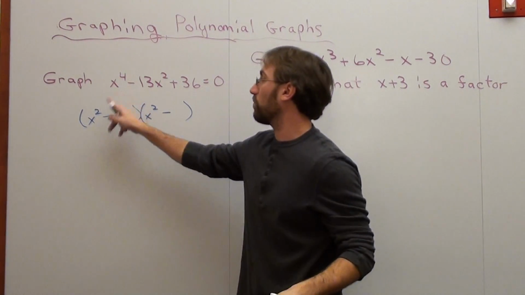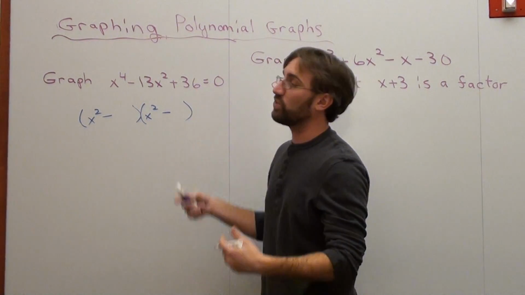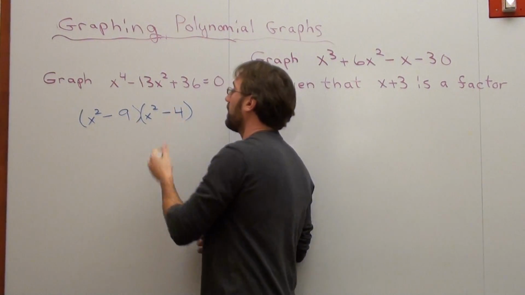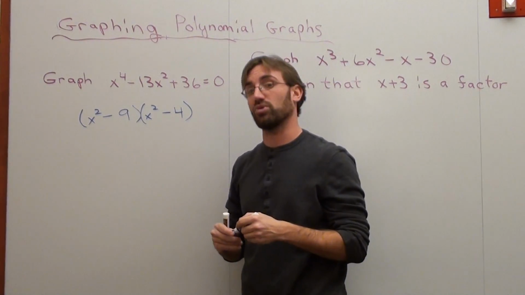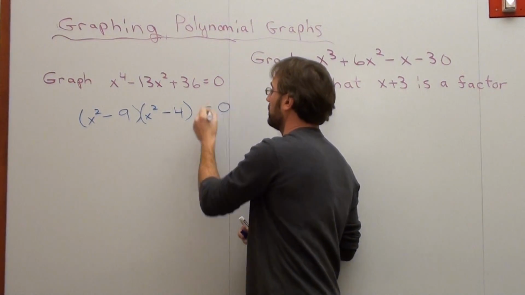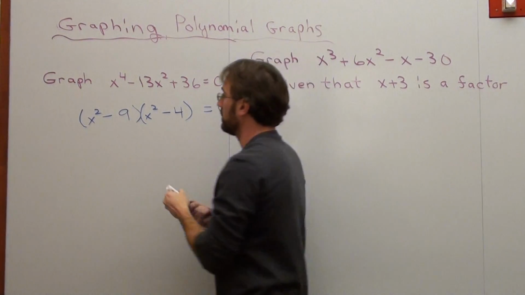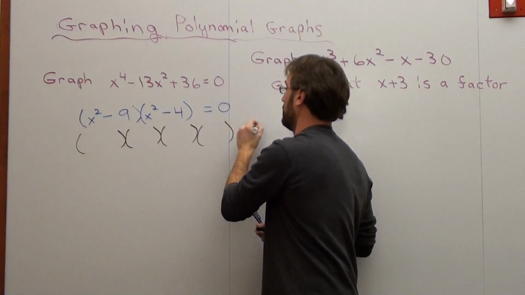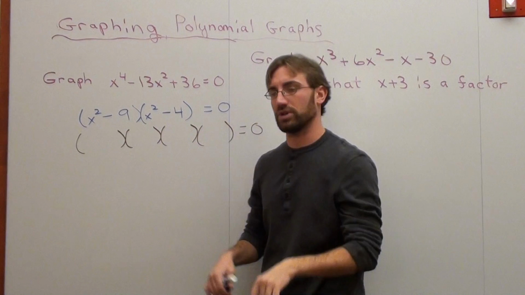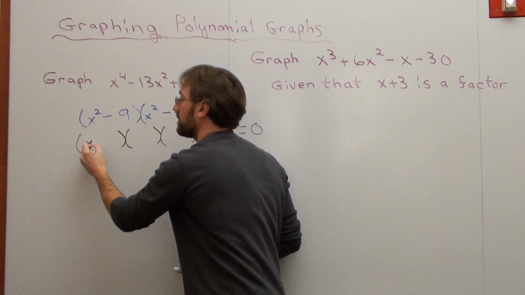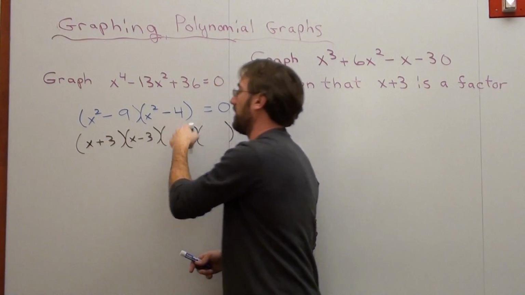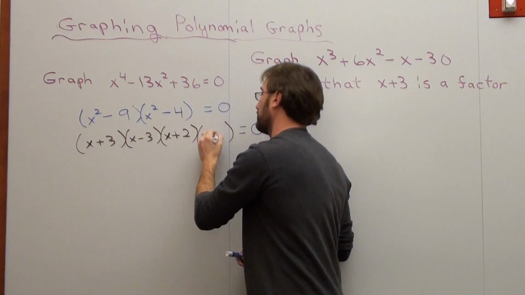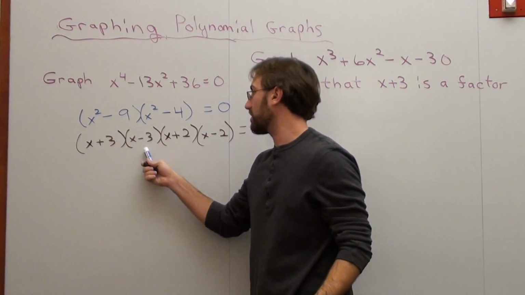x squared times x squared will be x to the fourth. And what times what is 36 but adds up to be negative 13? It's 9 and 4. If you don't believe me, go ahead and FOIL this out and check it. It really does work, and it's all equal to 0. Now I'm going to factor each one of these binomials because they're both differences of squares. This is x plus 3, x minus 3. And x squared minus 4 is the same thing as x plus 2, x minus 2. You just got your roots: negative 3, 3, negative 2, and 2.